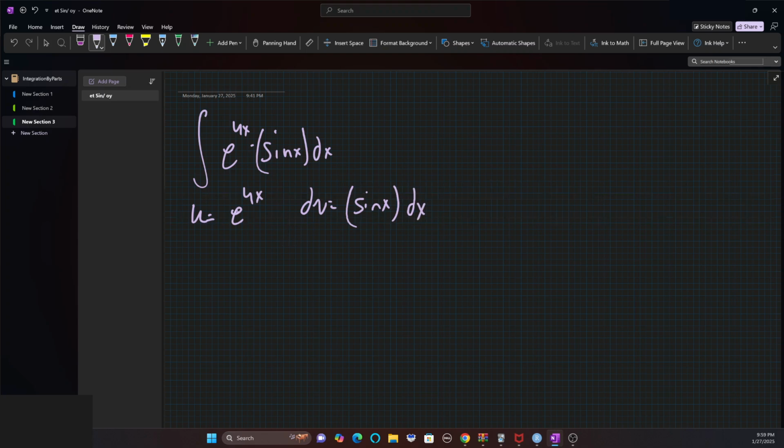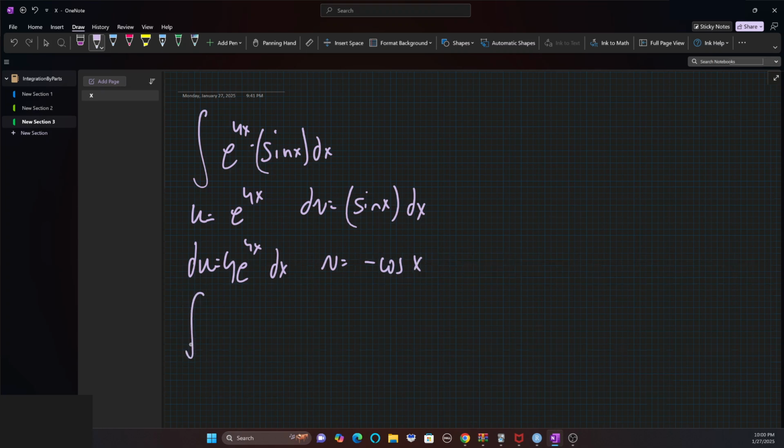Now if you want to set it up the opposite way, where u is sine x and dv is e to the 4x times dx, that is workable, but I do think the common convention is to set up u with the exponential. So that's what I'll do for this video. Let's continue. We're going to have du equal to 4 e to the 4x times dx, and v is going to equal negative cosine x, right?